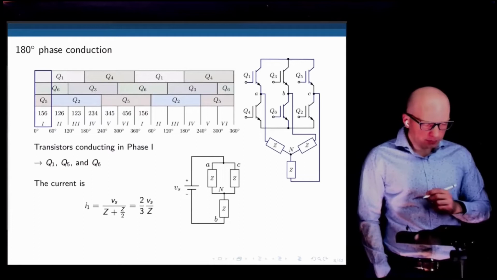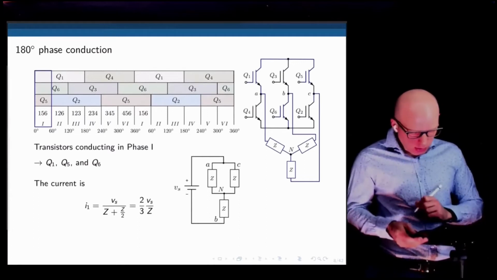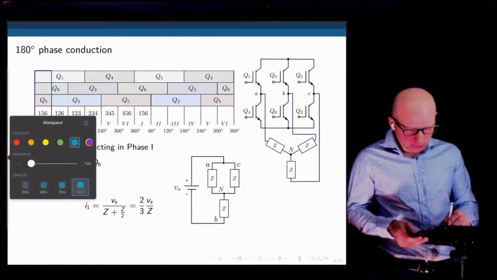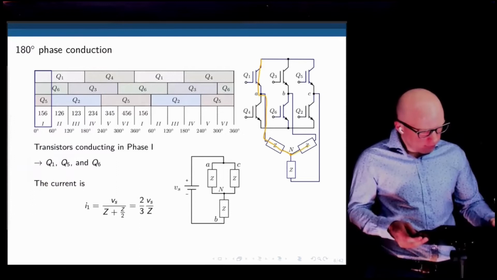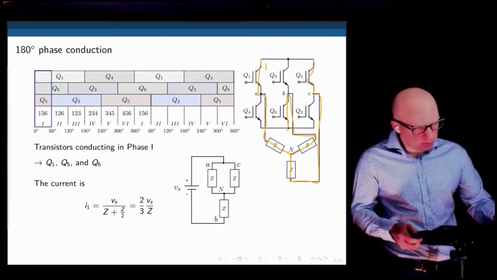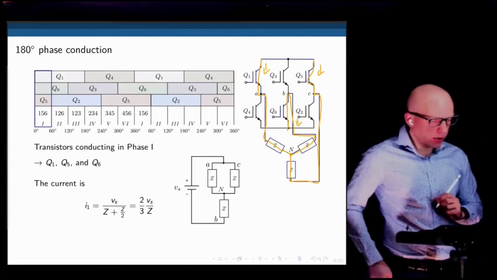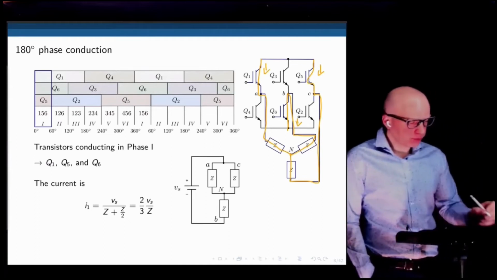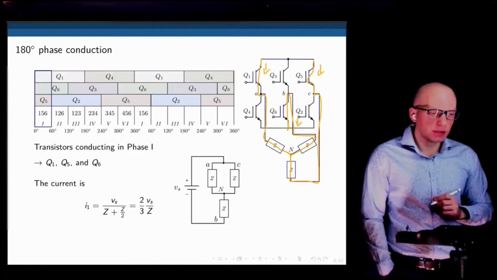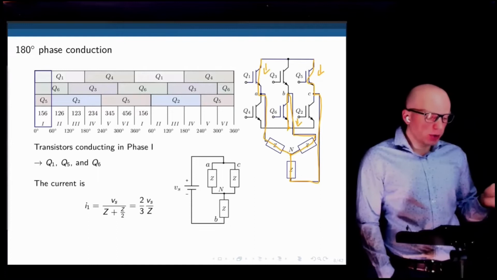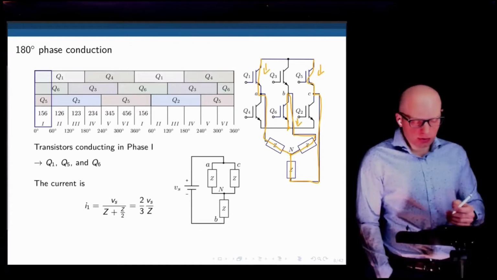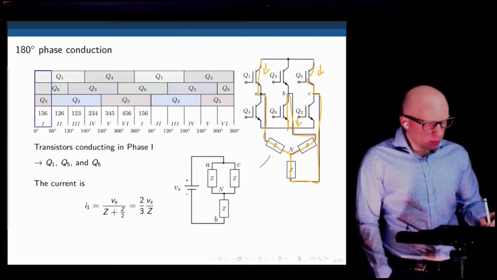In phase 1, we have transistors Q1, Q5, and Q6. So current flows clearly this way and that way. That's the path we created in phase 1. If you look at the other branches where the transistors are open, we can neglect them, and consider the transistors to be ideal and rewrite the equivalent circuit as shown.